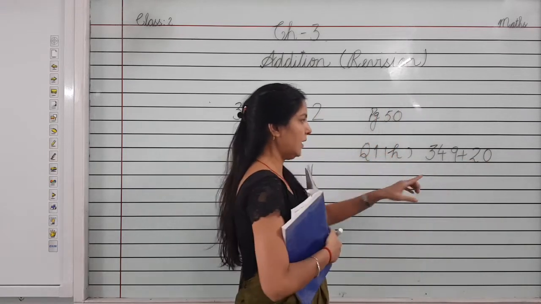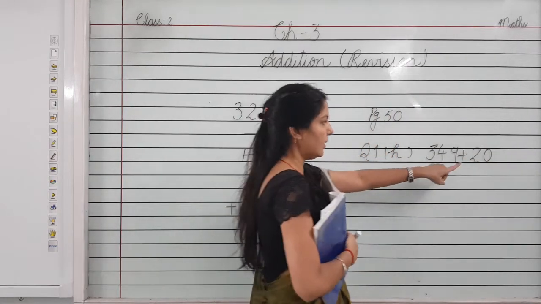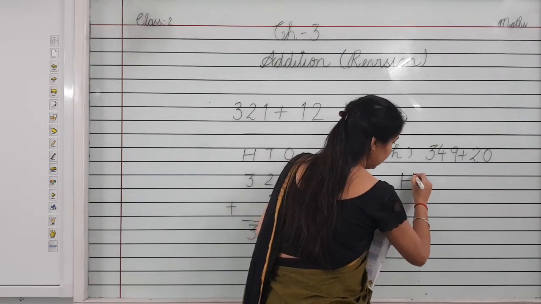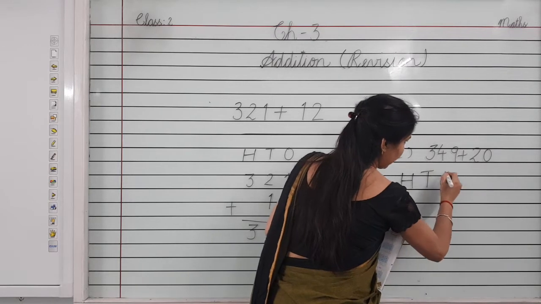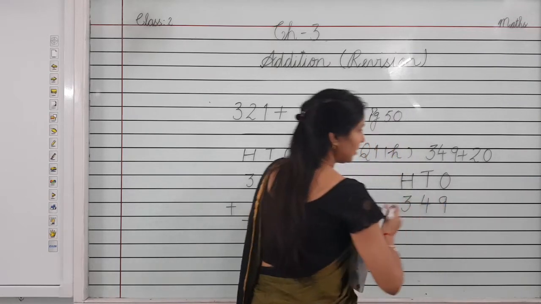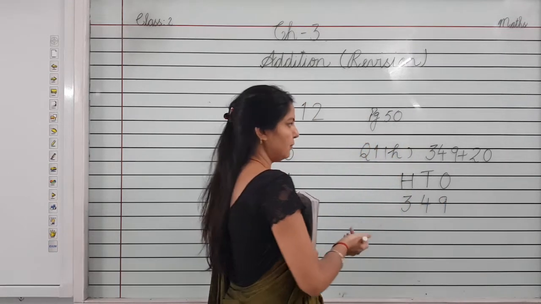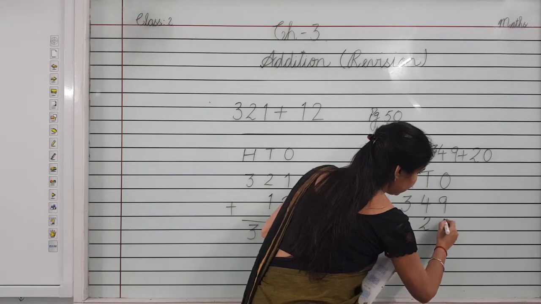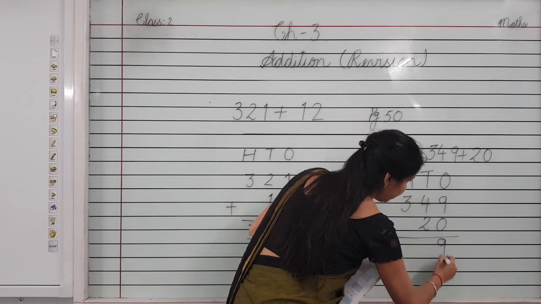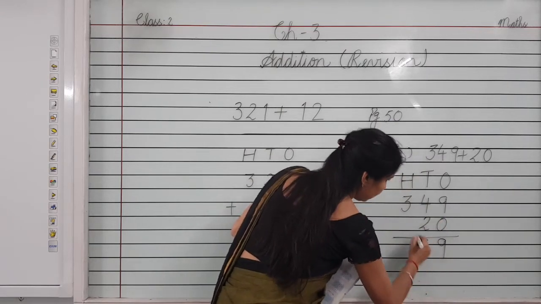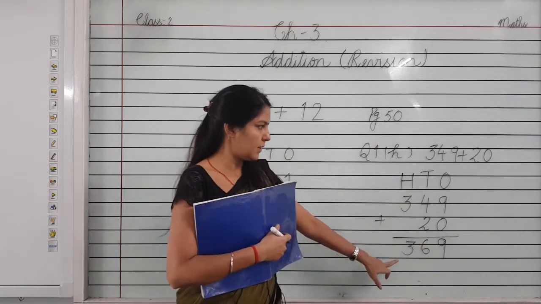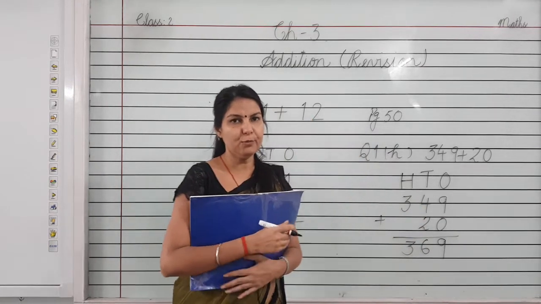Now children, you can see in this number here are 3 digits and in this number here is only 2 digits. So we will arrange these numbers again in STO pattern. I hope now you have understood how you will write the numbers in columns. Here only 20, so we will write like it. Now 9 plus 0 will be 9, 4 plus 2 will be 6, and 3 we will write as it is. This is the sum of these two numbers. I hope you have understood.